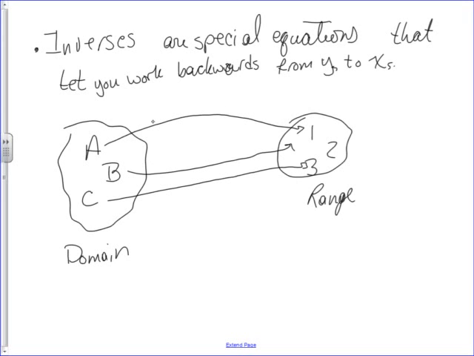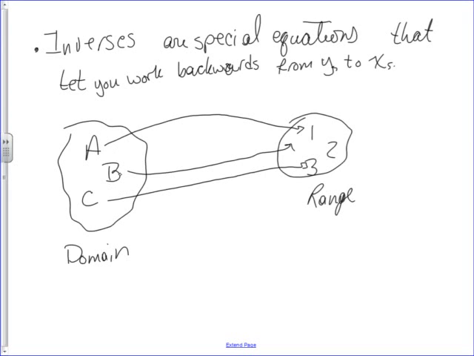Okay. Now, this is a function because the elements from our domain are only matched with one item from our range, as indicated by only one arrow coming from each item in the domain. But now, let's see if this has an inverse.